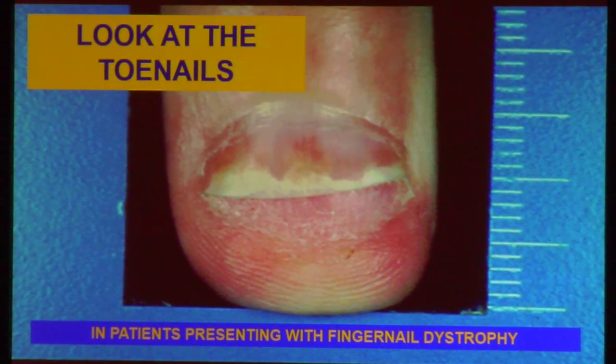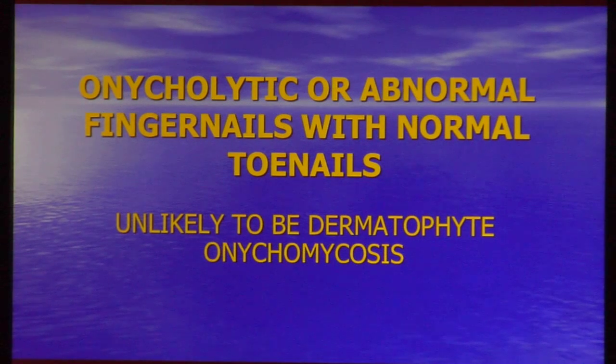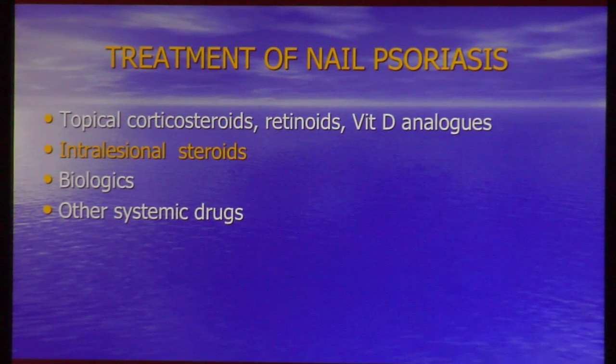There have been many, many patients I have seen in my career who have failed terbinafine for fingernail psoriasis. 5% of people with psoriasis have only nail disease and present with onycholysis of the fingernails. They don't have fungus, they have psoriasis. So rule psoriasis out before you blame the fungus. Onycholytic or abnormal fingernails is unlikely to be a dermatophyte. It can be if they have abnormal toenails and they have dermatophyte onychomycosis.